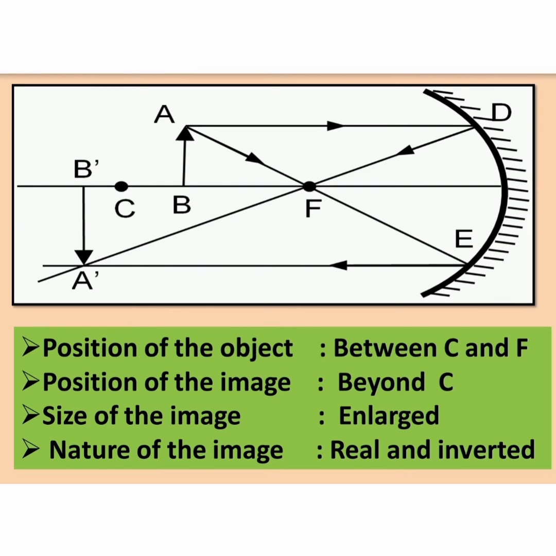Next, the position between C and F. The position of the object is between C and F, between the center of curvature and the principal focus. Now the position of the image is beyond C. Can you remember the second position of the object, that is beyond C, and the image was obtained between C and F. So here the position of the object is between C and F, and the position of the image is beyond C.